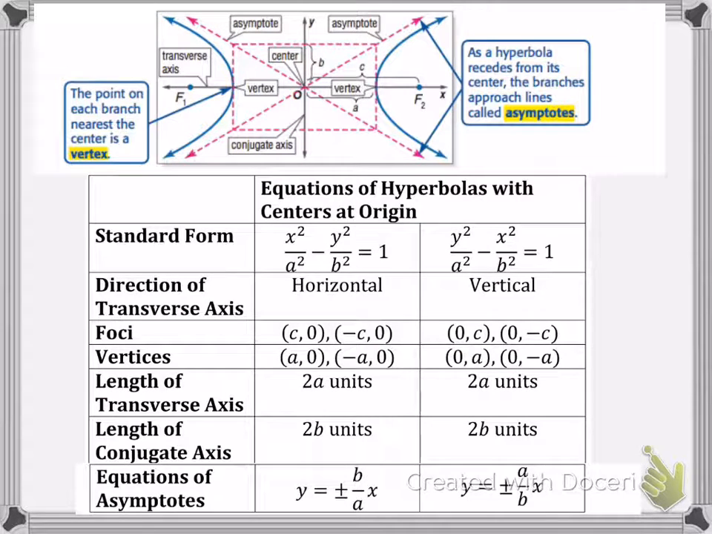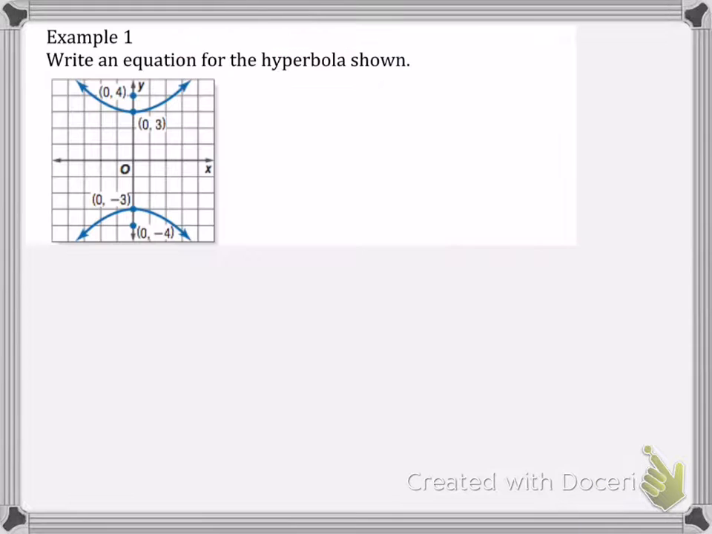Now, for hyperbolas centered at the origin, these are the formulas. The standard form, the foci, the vertices, and the asymptotes will change when it's not centered at the origin. This chart is given to you on your cheat sheet. All right, so let's start solving. Write the equation for the hyperbola shown.